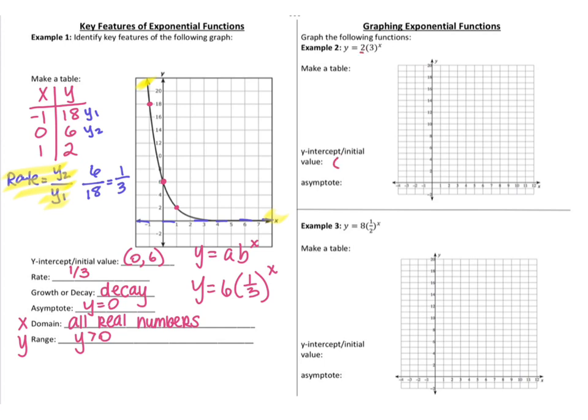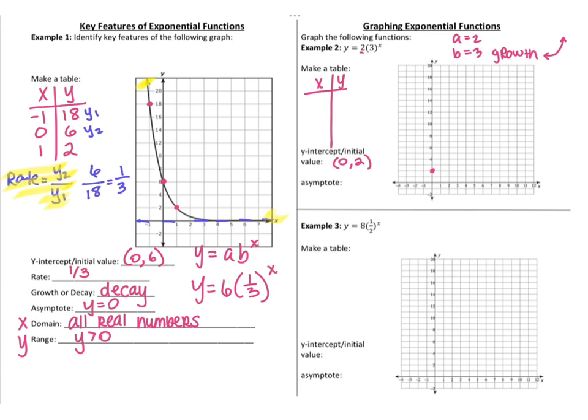So my y-intercept is going to be at the point (0, 2), which means I can plot a point on the y-axis at 2. We also know that my rate is 3. So my b value is 3. And that's going to help us in making a table. Because 3 is greater than 1, it's going to be growth. So we know it's going to be growing. It's going to look something like that.